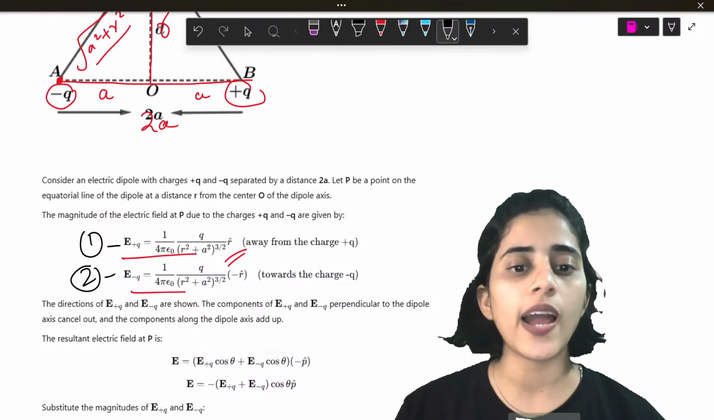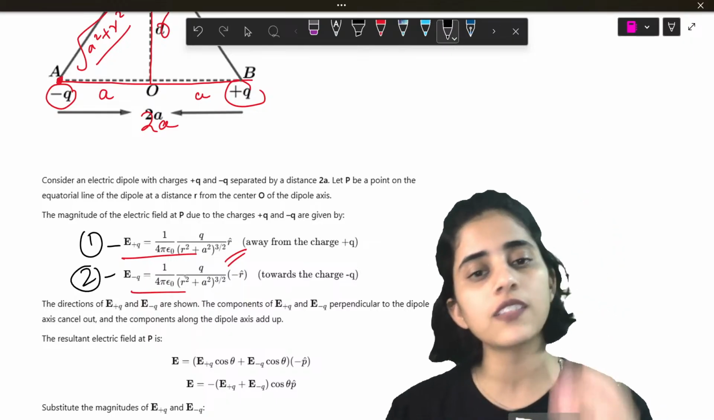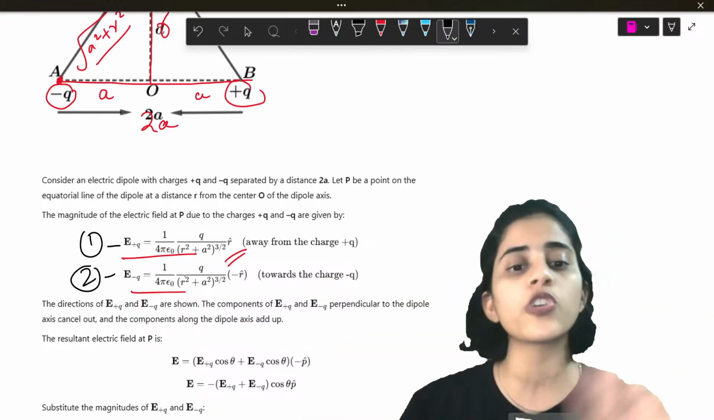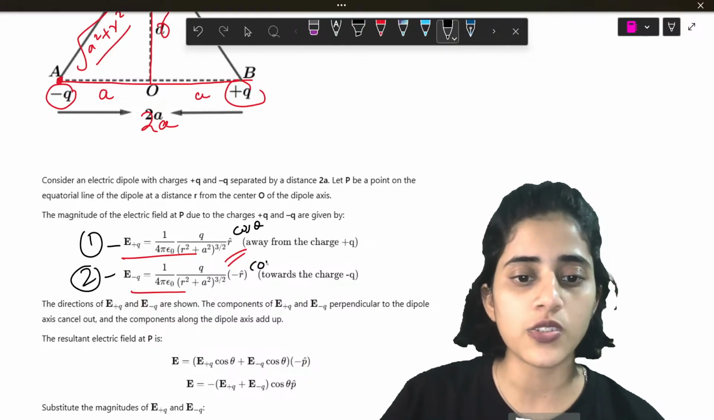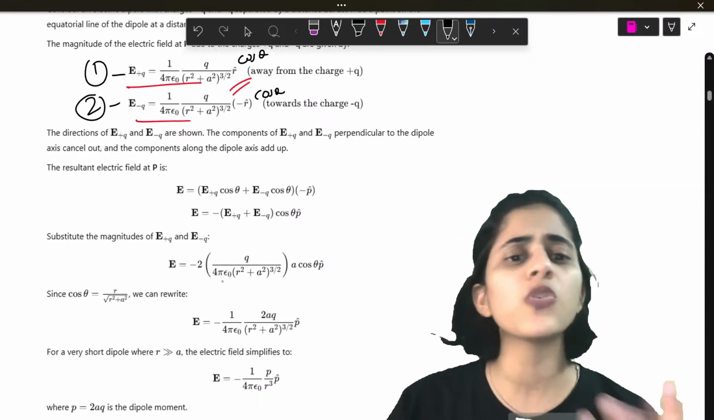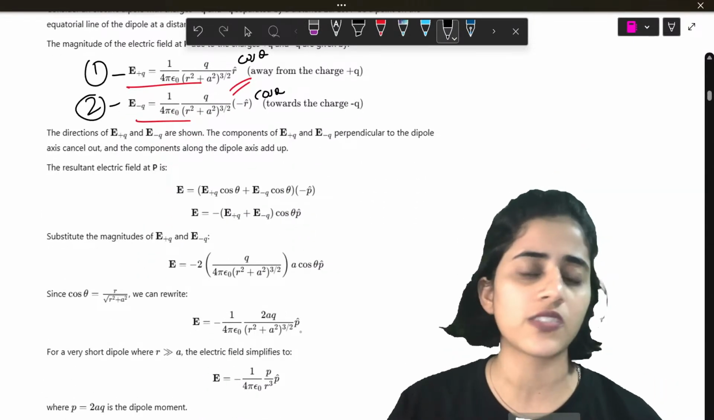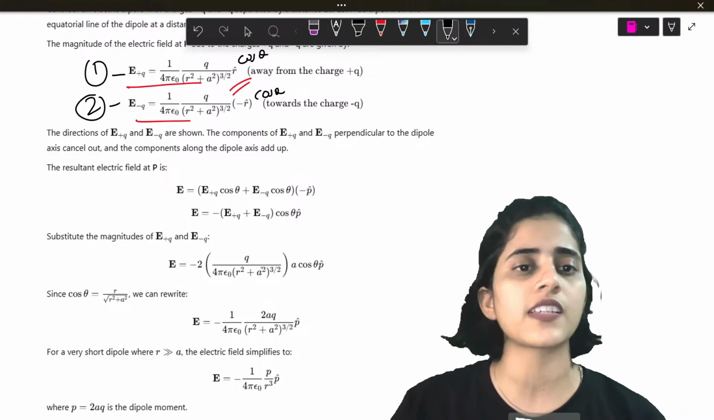You will have a small cos theta element in both. That just shows that the resultant is along the horizontal axis. So here also there will be cos theta. Here also there will be cos theta. And then you just add them and solve them. That's all. Simple mathematics. So cos theta can also be written as something else.